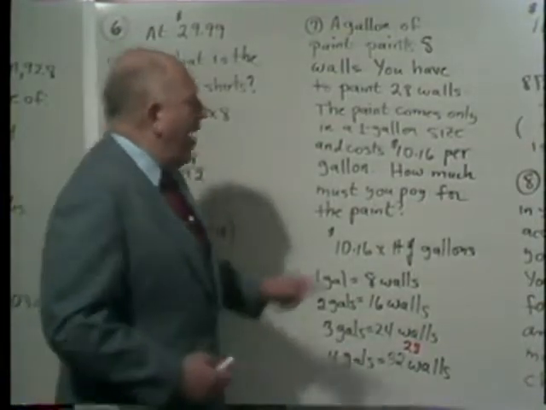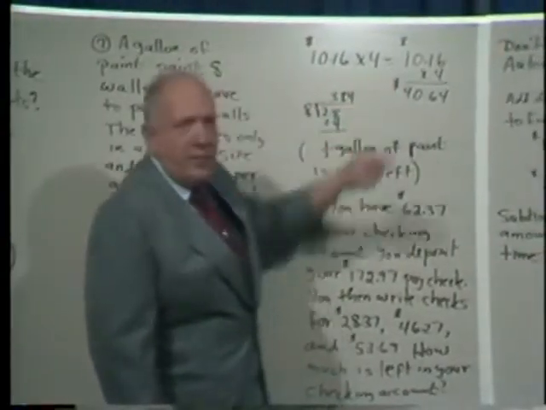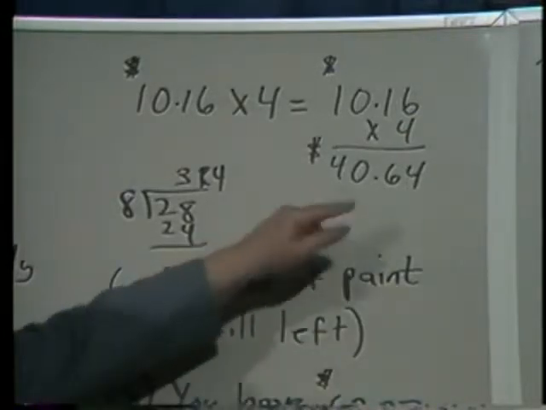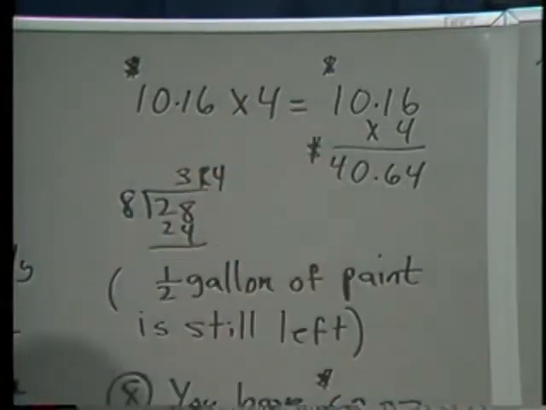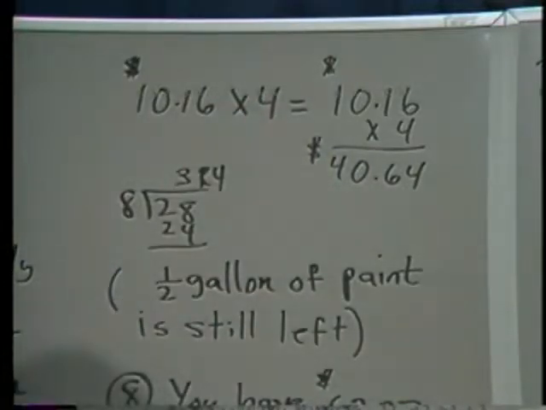So we go out and we do what? We pay $10.16 4 times. And $10.16 times 4 is $40.64. See, notice that if you know how to do this, but you can't figure out how many gallons of paint you need, what's the sense of knowing that $10.16 times 4 is $40.64?